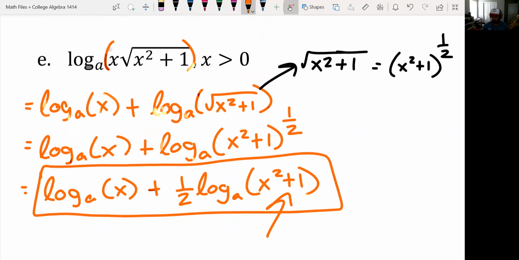If you're thinking you can expand this one more, we can't, because those two are connected by addition, which means we can't expand anymore. If they were connected by multiplication, then yes, we could. Okay.